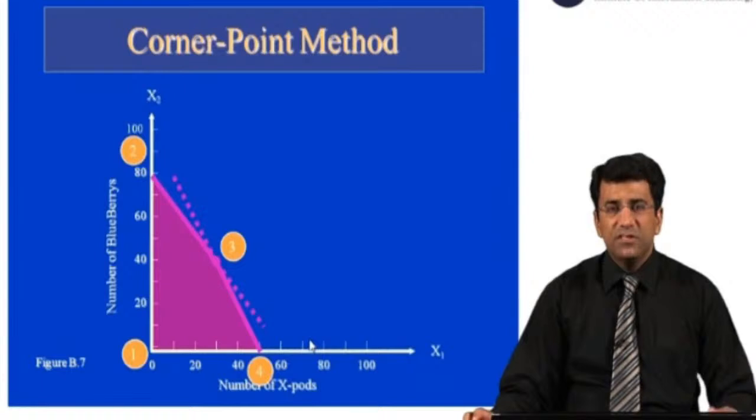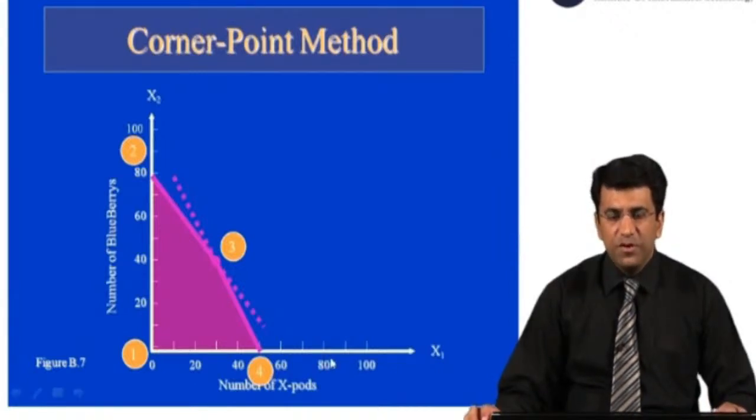But generally we don't discuss the iso-profit line method. We mostly use the corner point method. Now research tells us, or this method guides us, that your profit will be maximized at one of the corner points, and that's why this is known as the corner point method.